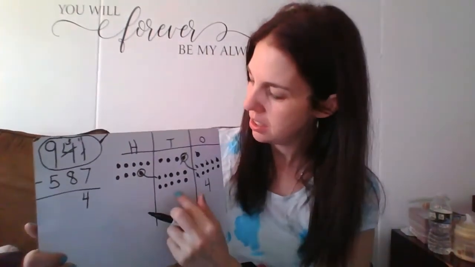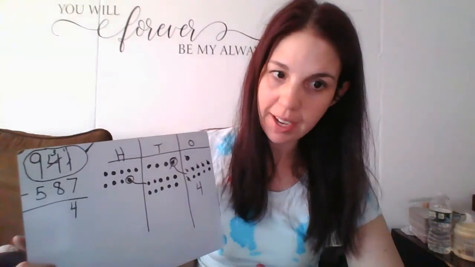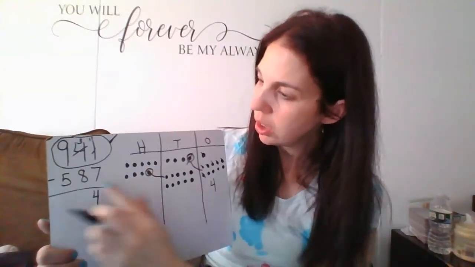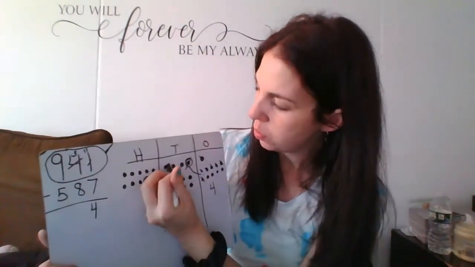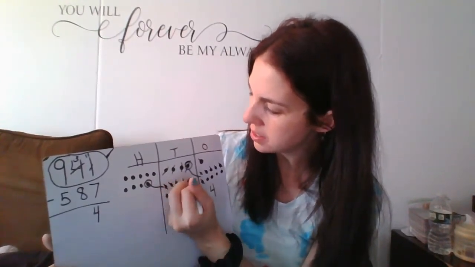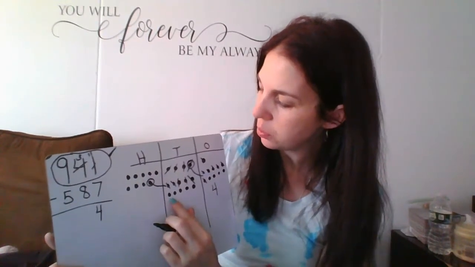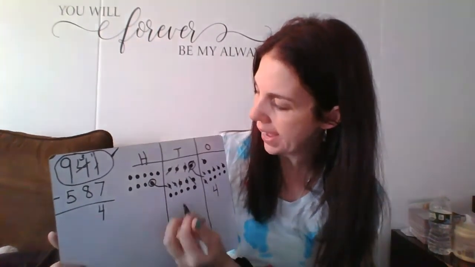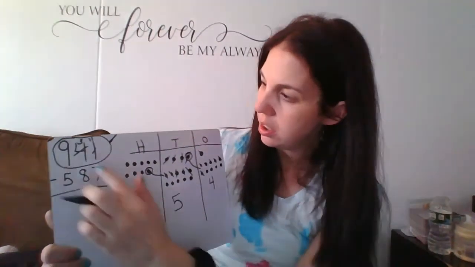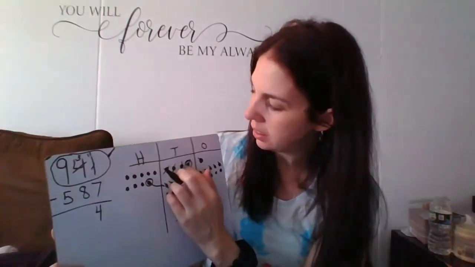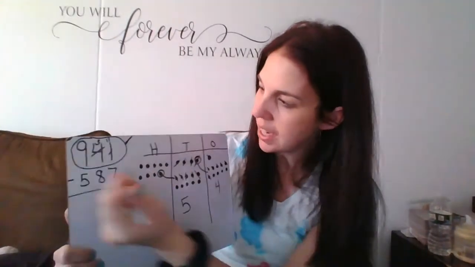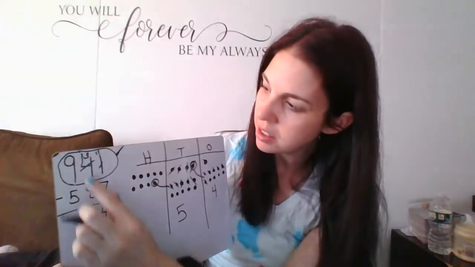Sorry about that. Okay, so now we can cross out 8 tens. So 1, 2, 3, 4, 5, 6, 7, 8. How many are left? 1, 2, 3, 4, 5. Over here, so we had 3 left, and we added 10. 3 plus 10 is 13. So we had 13 in our tens. When we subtracted 8, we were left with 5.